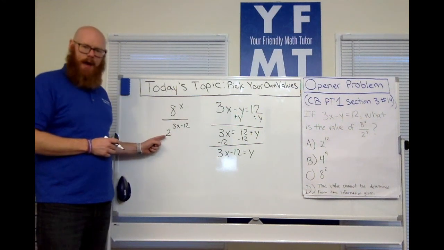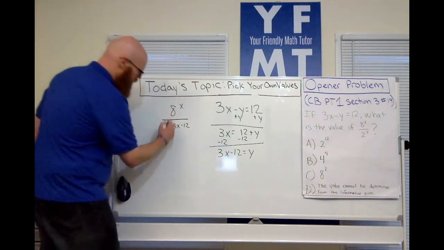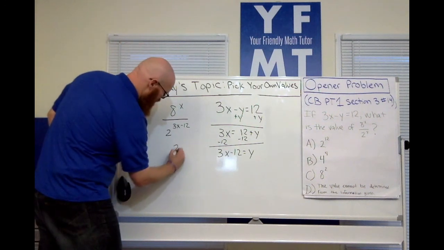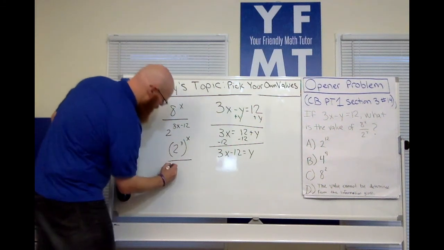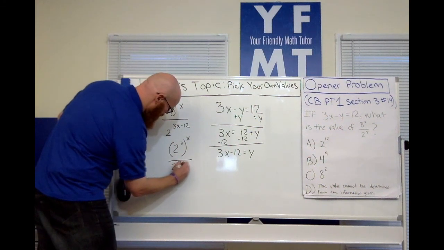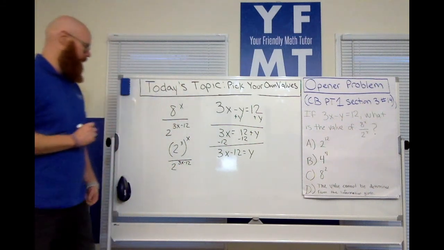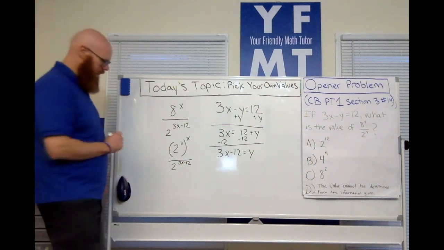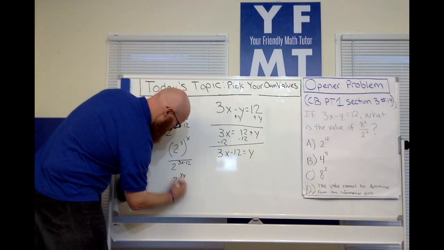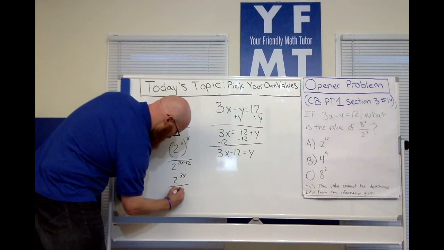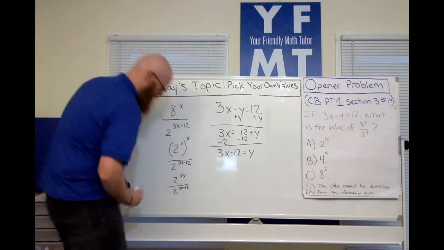So 8 is a power of 2. So what I can do is I can replace 8 with 2 cubed. And then I have 2 to the 3x minus 12. And then this gives me 2 to the 3x over 2 to the 3x minus 12.